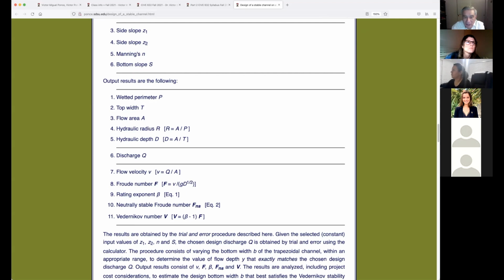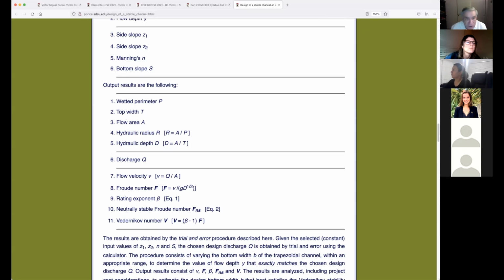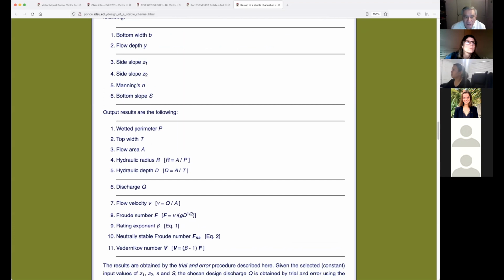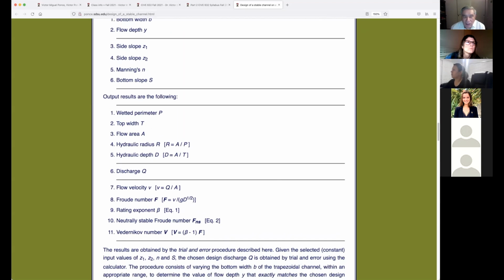The key to understanding this is that you're going to be dealing with the hydraulic depth, not with the depth. Your flow depth Y has nothing to do with it. What matters is what the Z's and the B's are for us to get to the hydraulic depth, because it is the hydraulic depth with which we are going to calculate the Vedernikov number.